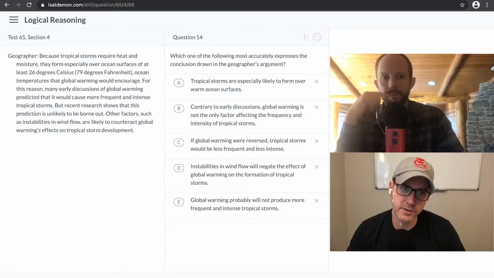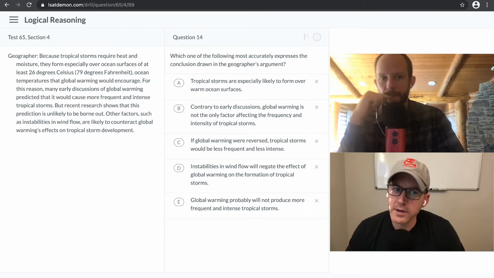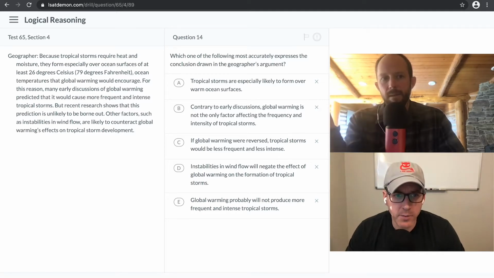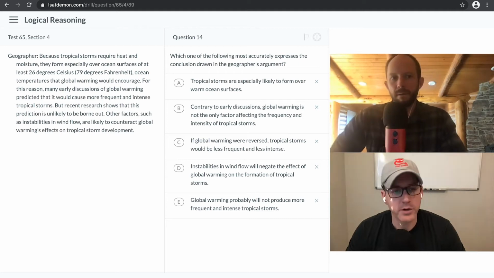It says, geographer: Because tropical storms require heat and moisture, they form especially over ocean surfaces of at least 26 degrees Celsius, which is 79 degrees Fahrenheit, ocean temperatures that global warming would encourage.